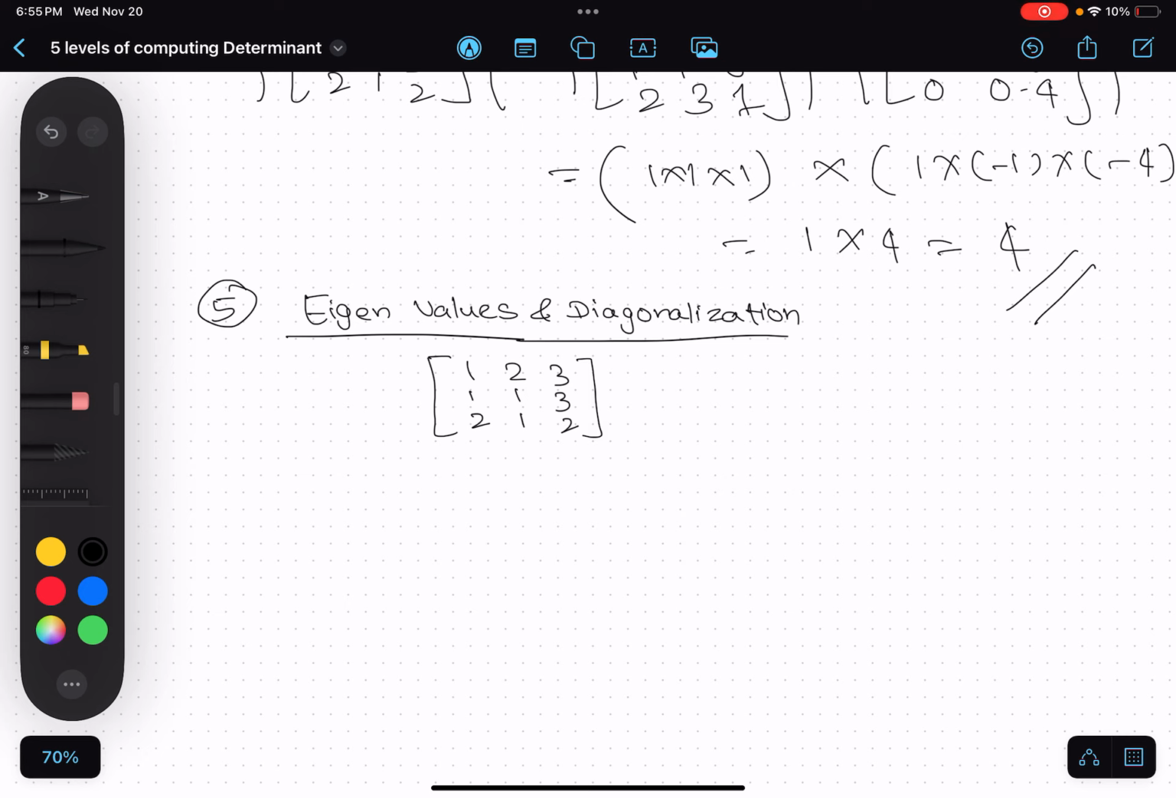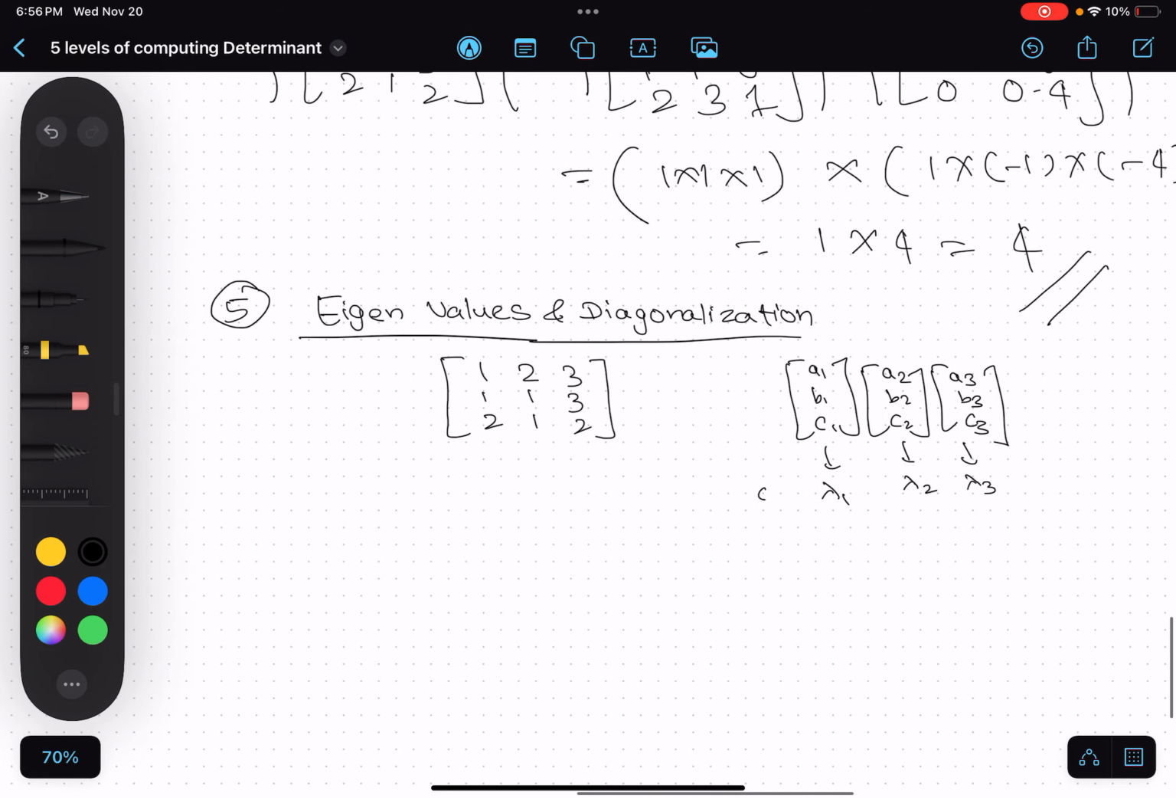Now if you know about eigenvectors and eigenvalues, then you will know that there are three such special eigenvectors for a 3 by 3 matrix. Like, let's say a1 b1 c1, a2 b2 c2, a3 b3 c3. There are three such special eigenvectors for a 3 by 3 matrix, and corresponding to each of these vectors there will be three eigenvalues: lambda 1, lambda 2, lambda 3, right? Now these are the eigenvalues, and these are the eigenvectors.